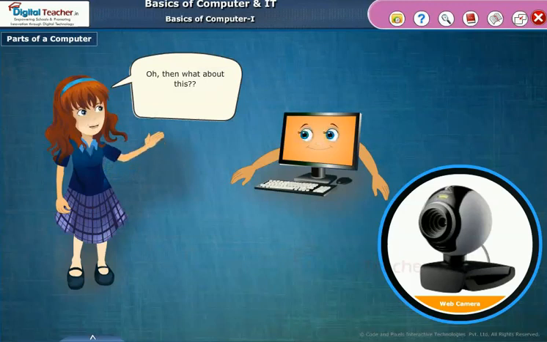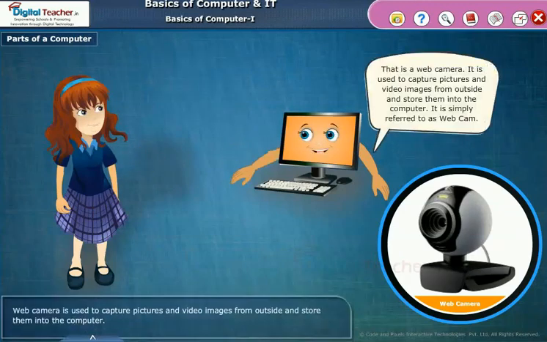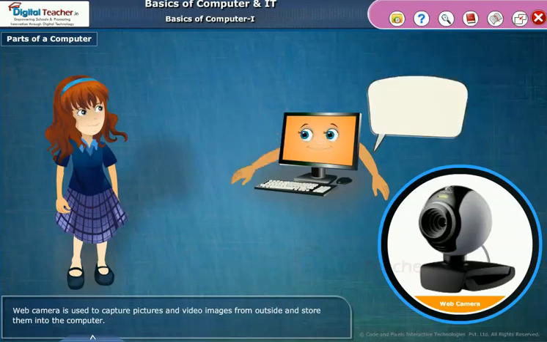Oh, then what about this? That is a web camera. It is used to capture pictures and video images from outside and store them into the computer. It is simply referred to as webcam.